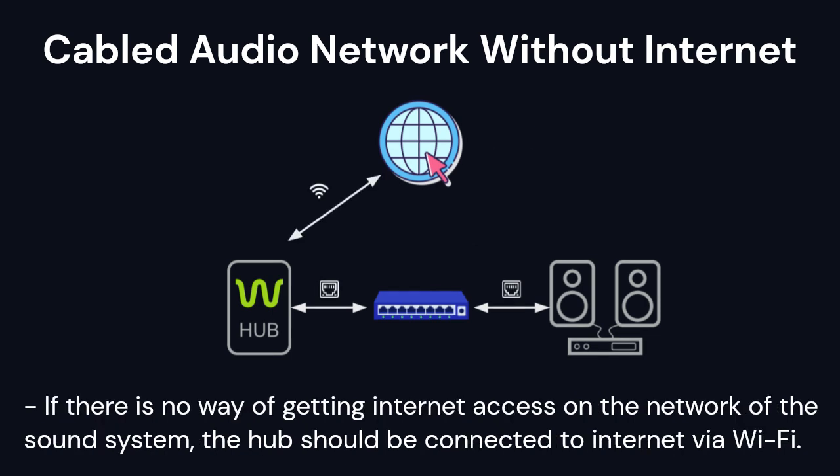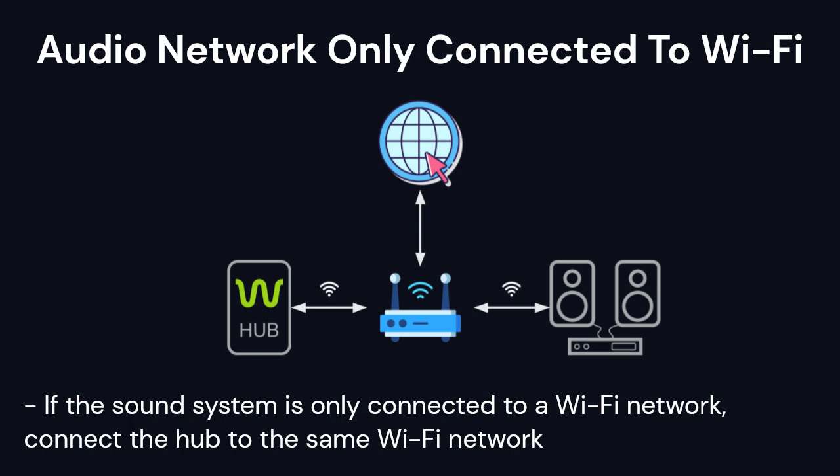If connecting the sound system's network to another network with internet access is not possible, the hub should be connected to the internet via Wi-Fi. This means that the hub's communication with the sound system and with the internet will happen on two different networks, one cabled network and one wireless. This is considered a good solution if the Wi-Fi is stable, secure, and fast enough.